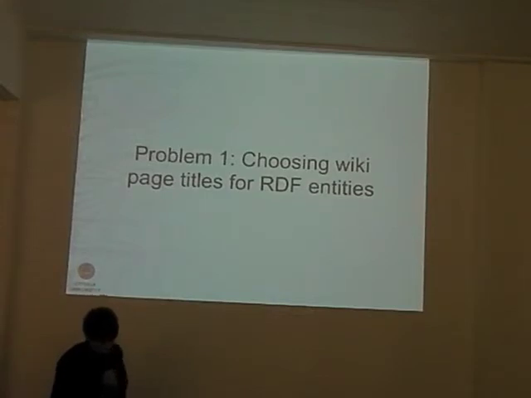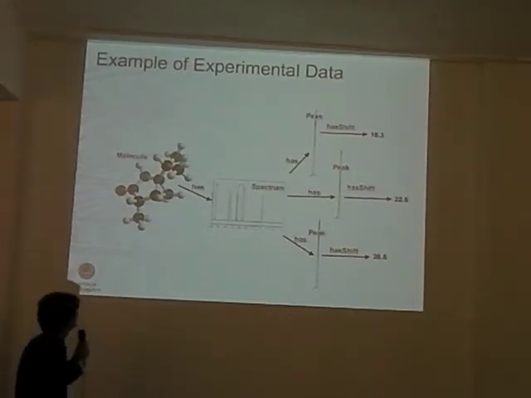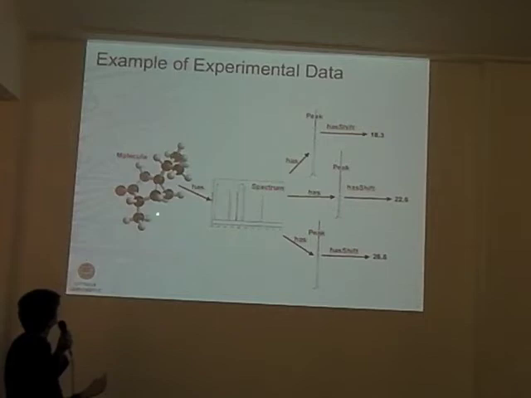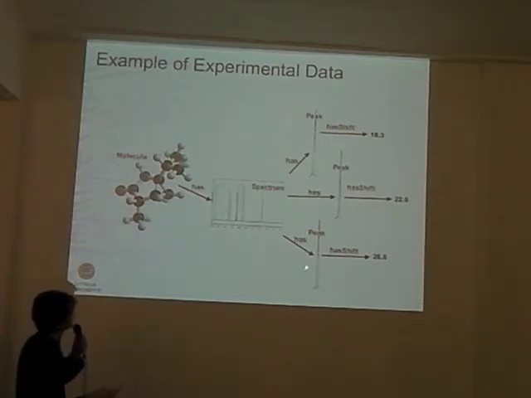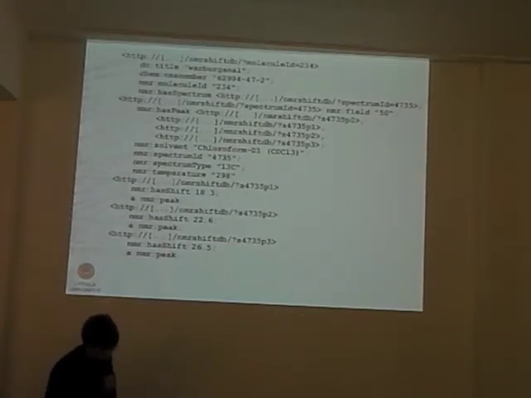So the first problem then, choosing wiki page titles for RDF entities. So we'll have some example data. This is something from science then, the molecule with a spectrum which each has a lot of peaks with some values. And this is how it looks. We will look closer at it later.